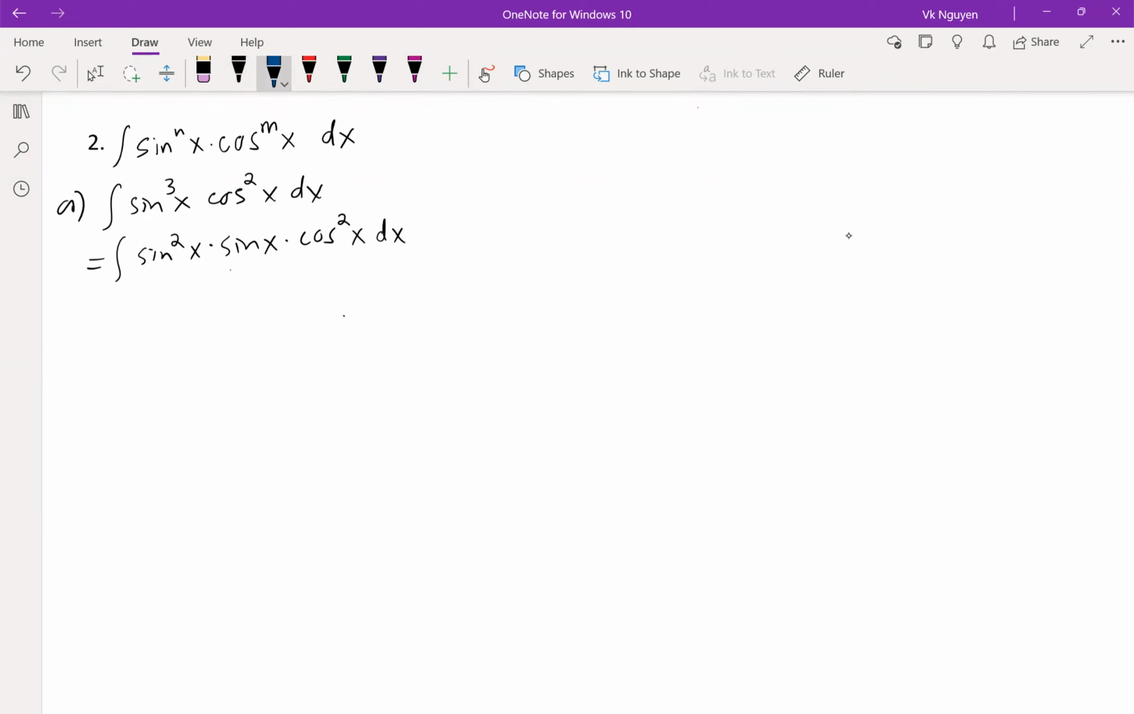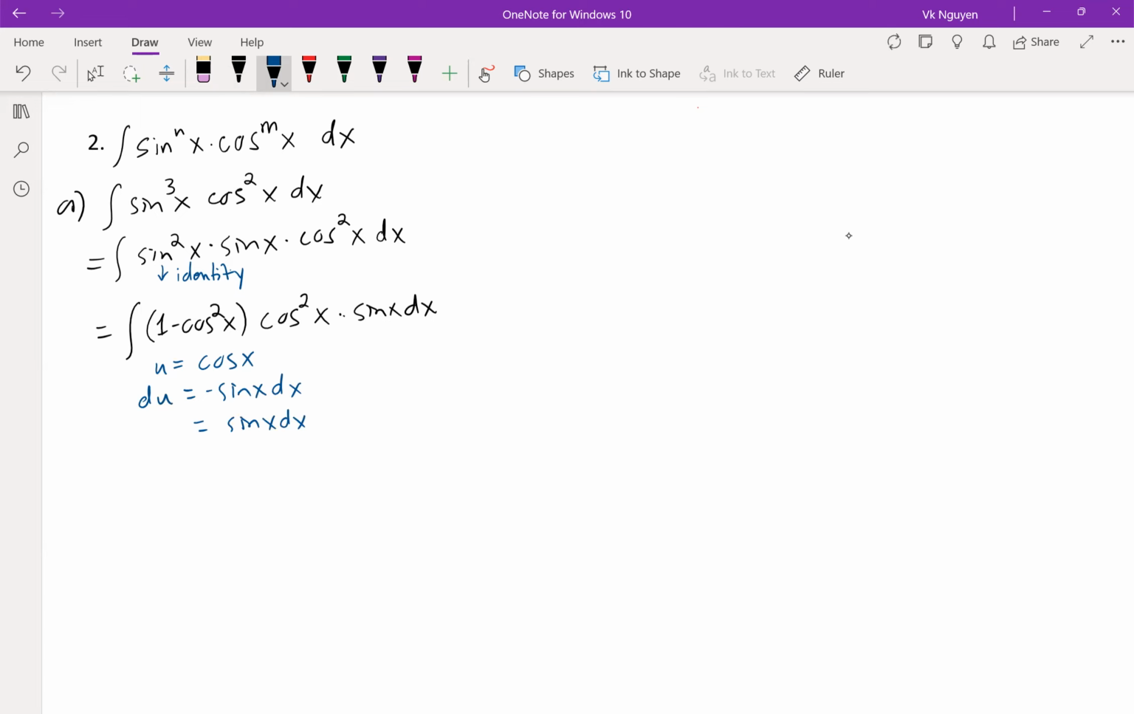And now, notice that the derivative of cosine is negative sine. So we have to use the identity on sine square x. And that gets us (1 minus cosine square x) times cosine square x times sine x dx. With this, we let u equal cosine x, and du is negative sine x dx. Sine x dx is negative du.